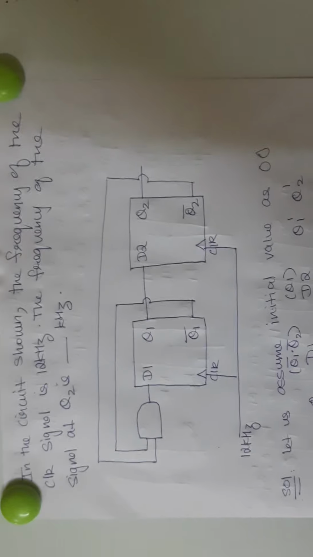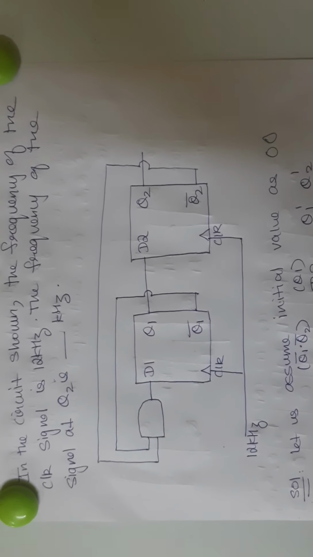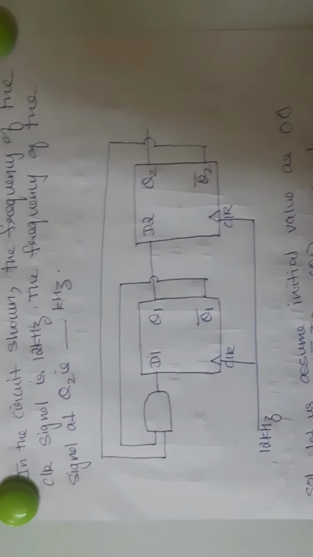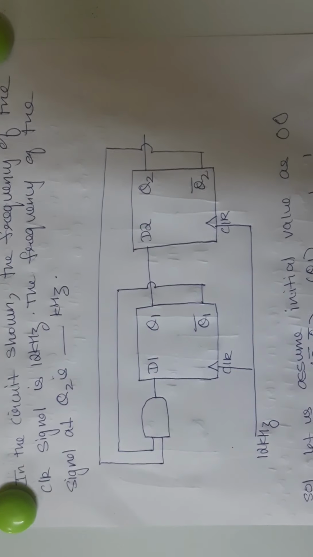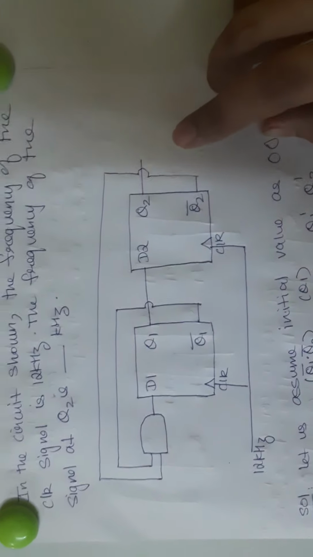Okay, so this is the first question. In the circuit shown below, the frequency of the clock signal is 12. So clock frequency is 12. Now they are asking what is the frequency at Q2.